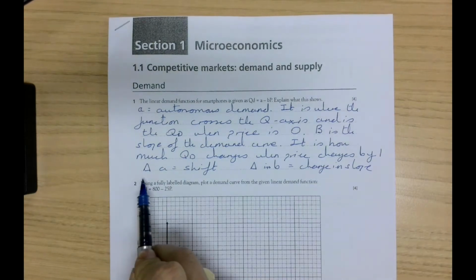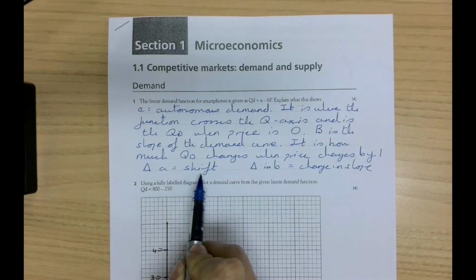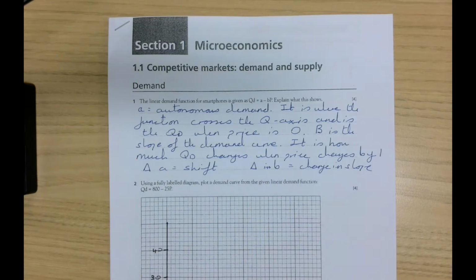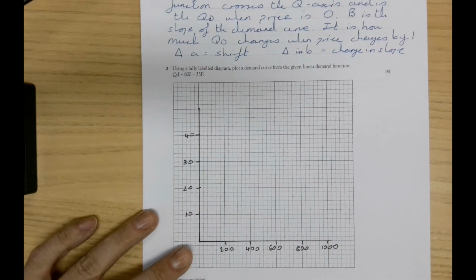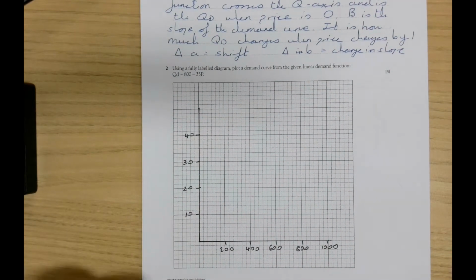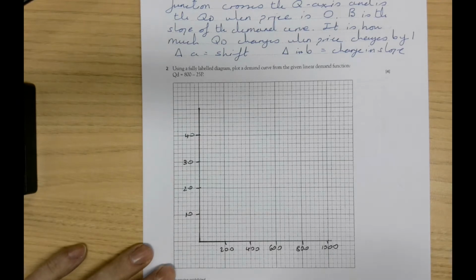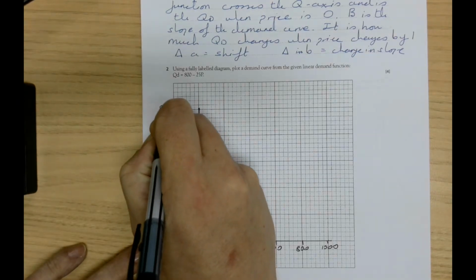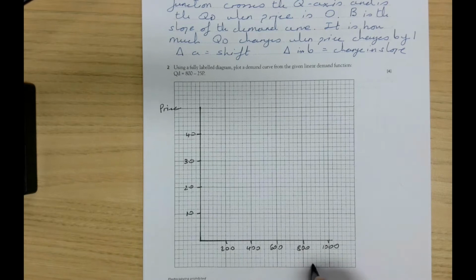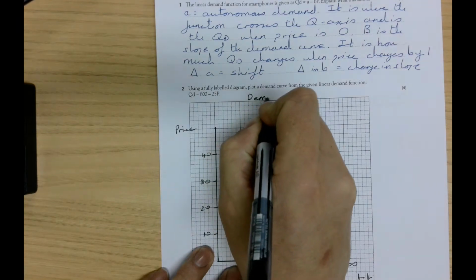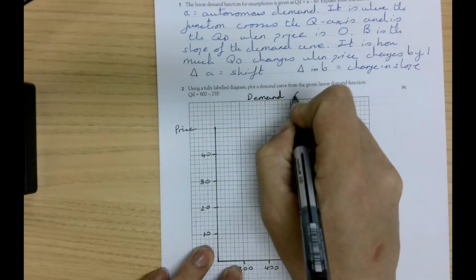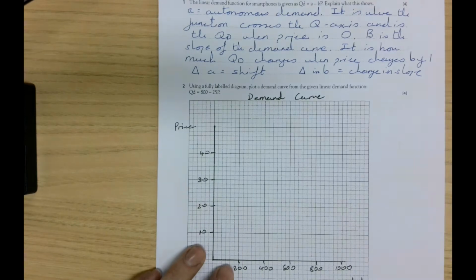And so a change in A is a shift of the demand curve, and a change in B is a change in its slope. Okay? Now, on to the next thing. Okay, using a fully labeled diagram, and actually that's not a bad point just to make sure that we're labeling everything. This is the price axis, this is the quantity axis, and then I will also write demand curve up the top. So basically I just want to make sure that you label everything.